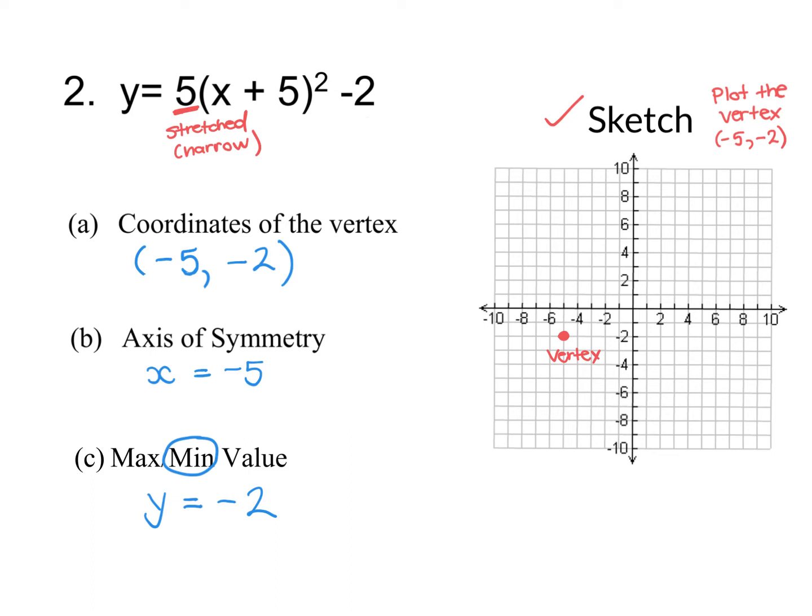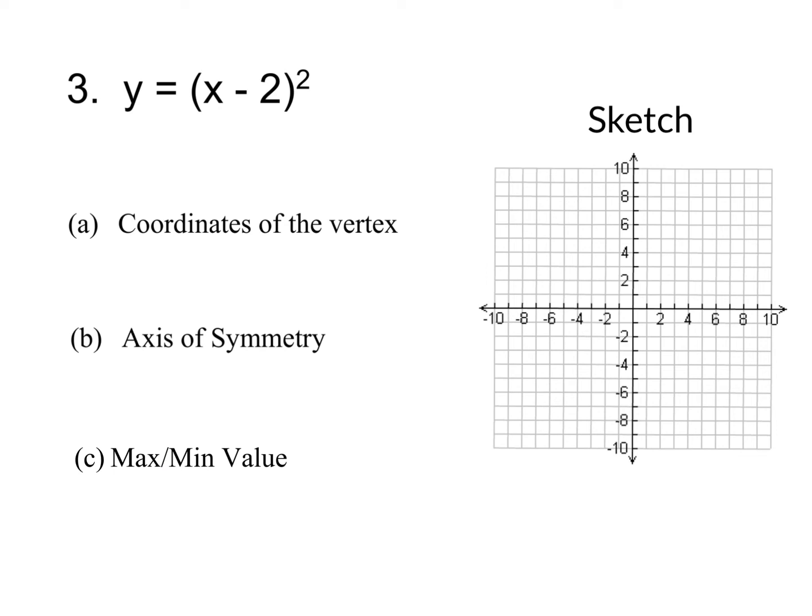So from the vertex, I'm going to draw two lines that are right side up, and I'm going to try to make them a bit narrow. And right here is my sketch. Again, keep in mind, this is not exact, it's just a sketch. In this question, again, we're going to start out by finding the vertex.